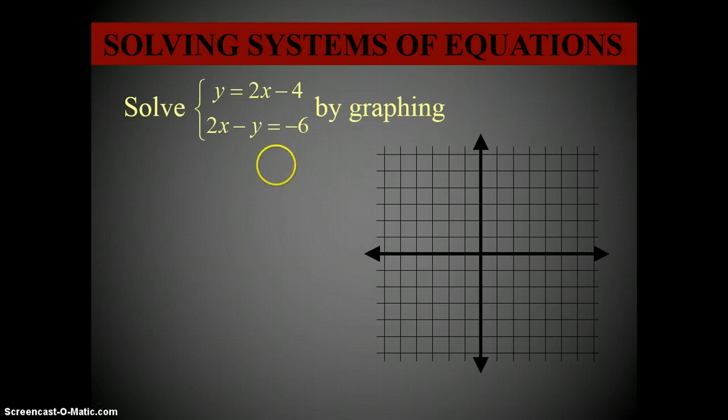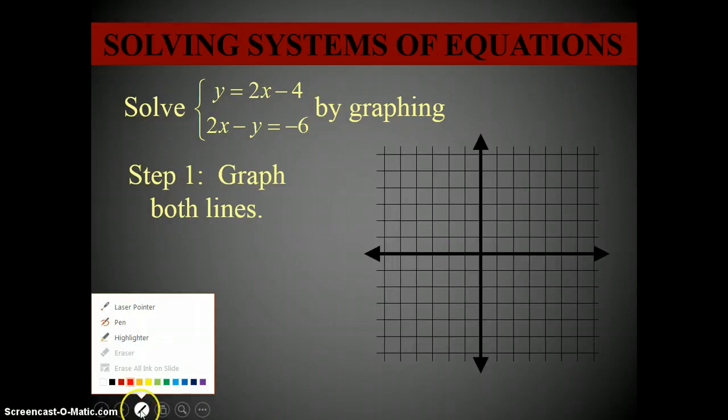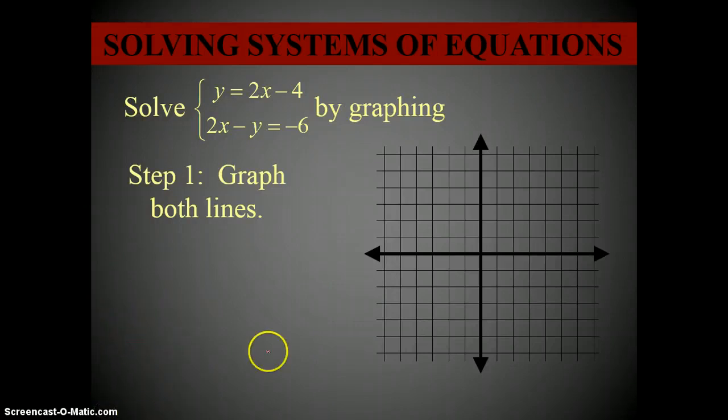So let's get started. The first thing you want to do is graph both lines. No matter how you do it, I would probably suggest you put them both in slope-intercept form. That usually tells us a lot about the equation, but you don't have to. So the first thing we're going to do is graph this first one: y equals 2x minus 4. This is in slope-intercept form.